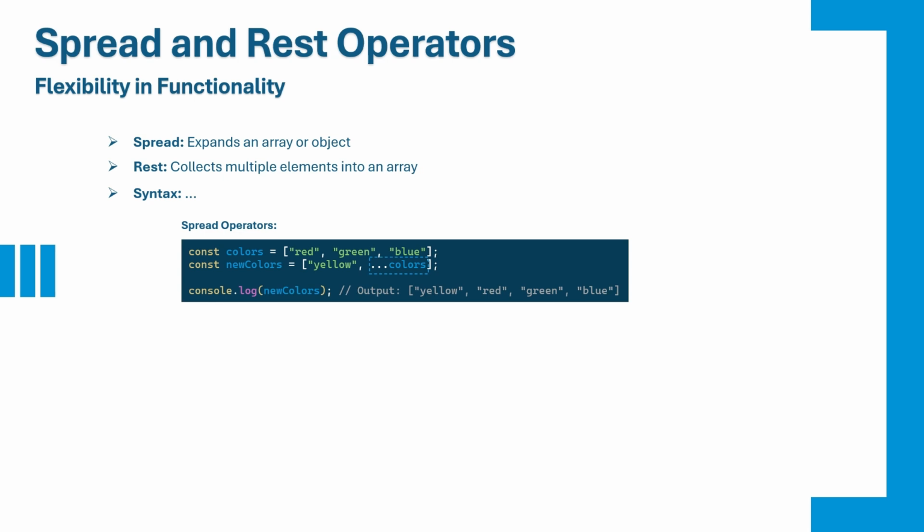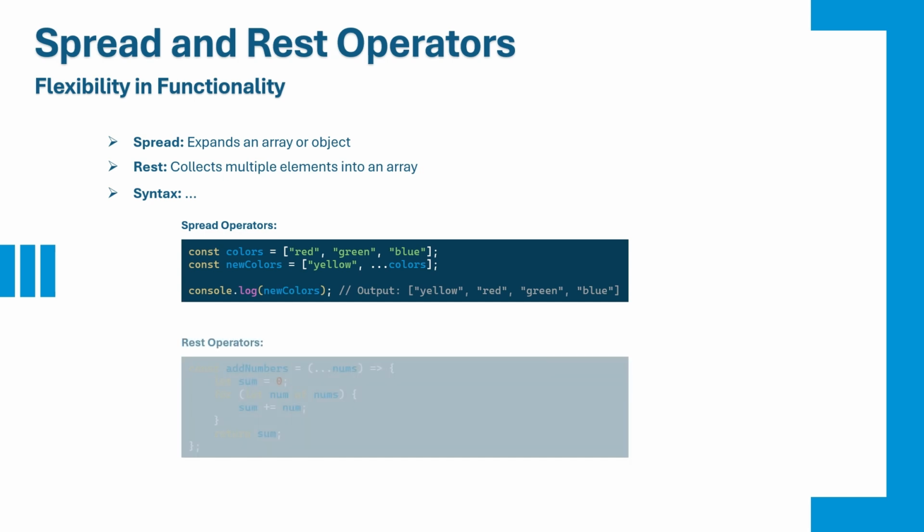The spread syntax expands each element in colors into the new array. So the output shows yellow, red, green, and blue, confirming that all elements have been merged smoothly. This demonstrates how the spread operator can easily merge or extend arrays.